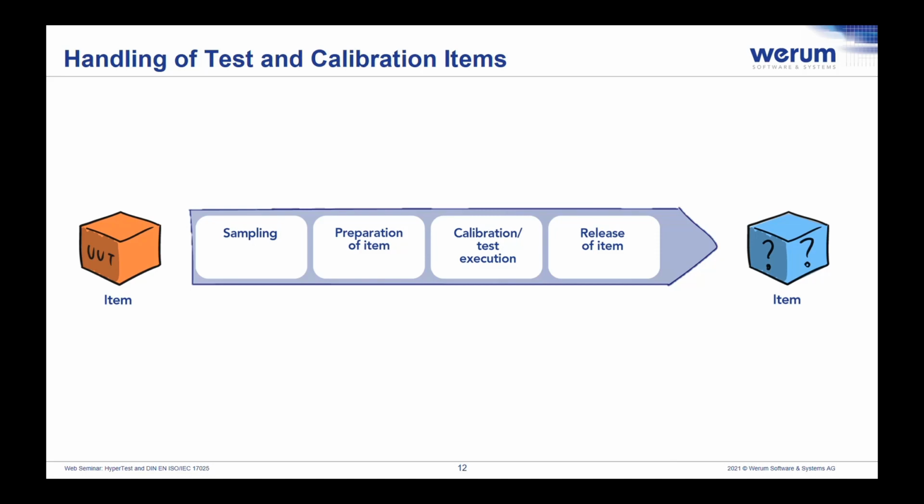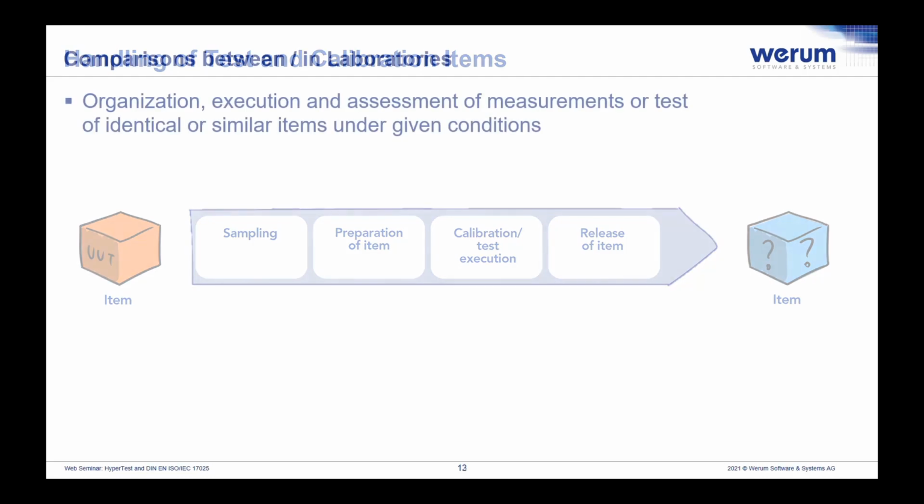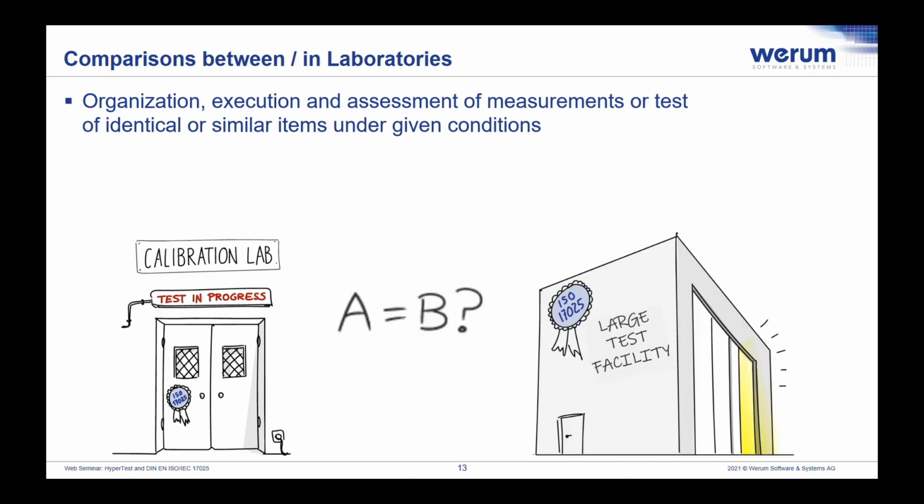Execution of the calibration or test can be started in HyperTest, and any data produced in the process are recorded and can be managed. That also includes the acquisition of environmental conditions like temperature, humidity, etc. HyperTest also supports release processes. The standard also demands comparisons between laboratories or even in the same laboratory. Here too, it's all about test or measurement organization, execution, and assessment.